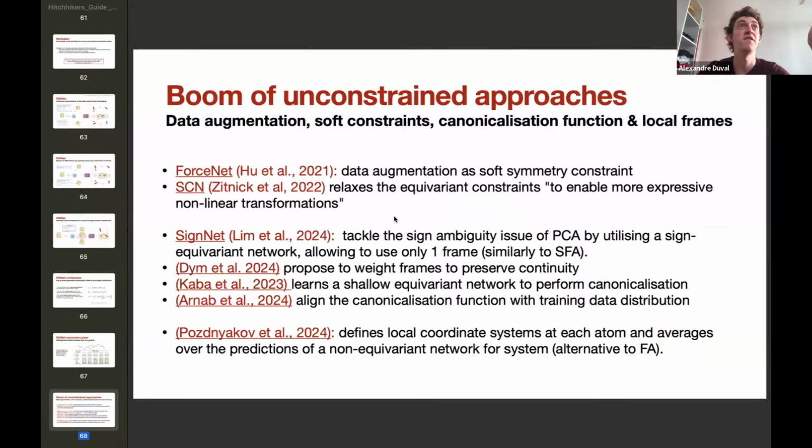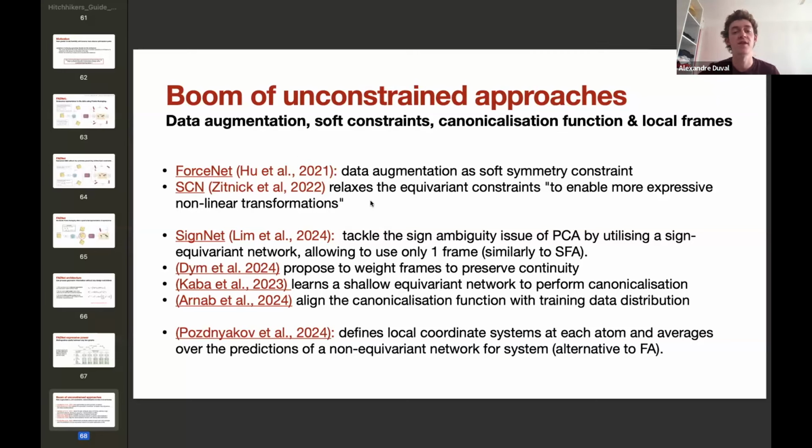And we talked a lot about FAENet here, but there are many new approaches that propose ways to implicitly or rigorously enforce the symmetries. If you take one of the earliest, it's ForceNet by Hu et al. And it's the most simple way to do this. What about data augmentation? Just add some Euclidean transformations of the inputs, add them to the datasets, and see if your model is able to learn an equivariant or invariant function on its own.